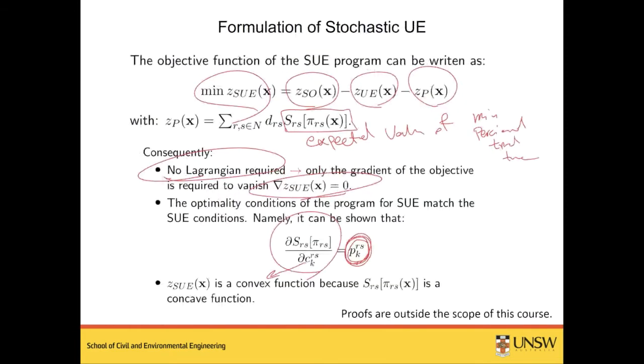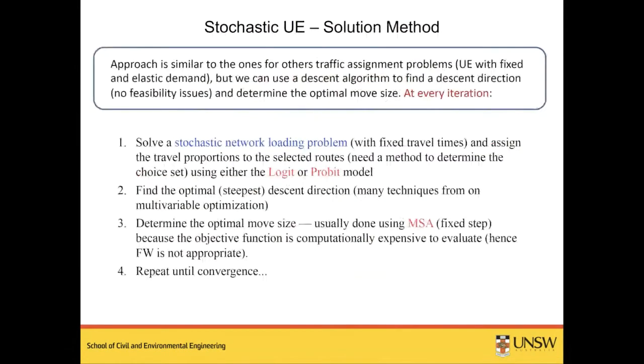So now that we know how the SUE problem looks, how can we actually solve this optimization? The approach that we're going to take is similar to the previous problems that we had with UE with fixed demand or UE with elastic demand. But this time, we can use a descent algorithm to find the descent direction and determine the optimal move size at every iteration. Very similar to MSA, right?